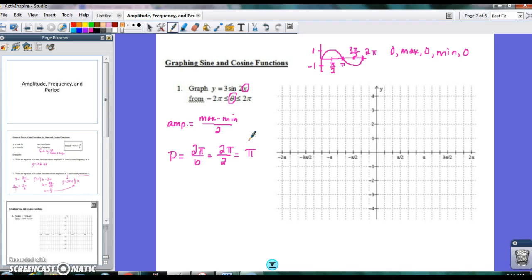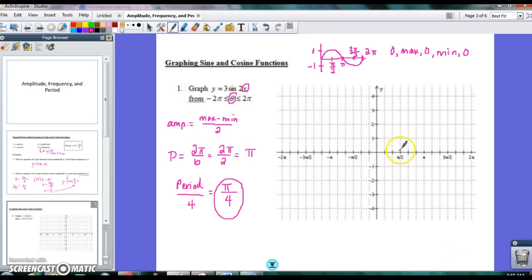And so here's what I tell people all the time. You've got 5 key points. You've got the 0, the max, the 0, the min, and the 0. It's just figuring out where you have to put those. So to do that, take your period and divide it by 4. When you take your period and divide it by 4, that tells you where you need to put those max and min values on your x-axis.